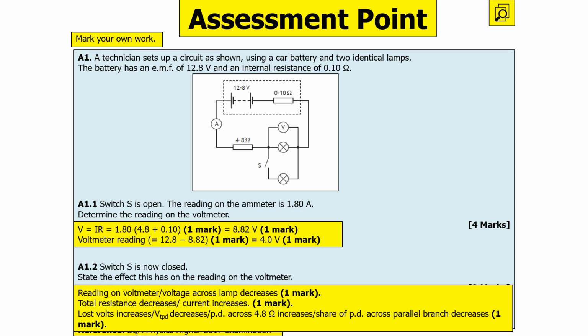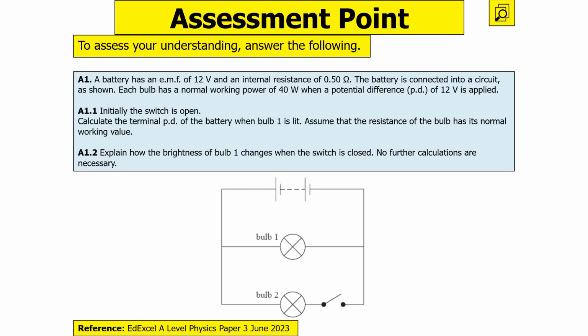Now the next question says, a battery has an EMF of 12 volts and an internal resistance of 0.50 ohms. The battery is connected into a circuit as shown. Each bulb has a normal working power of 40 watts when a potential difference of 12 volts is applied. Initially the switch is open.